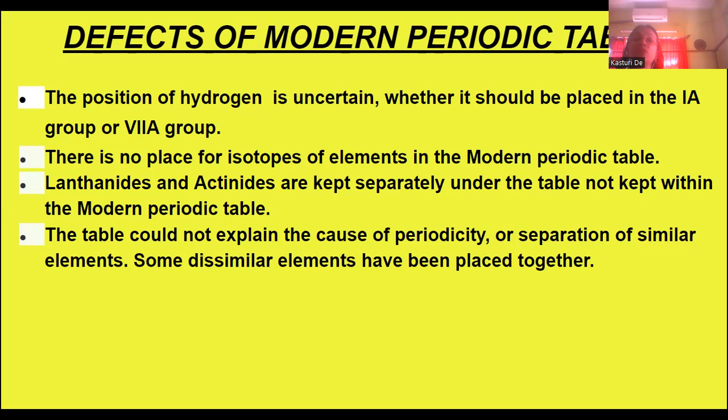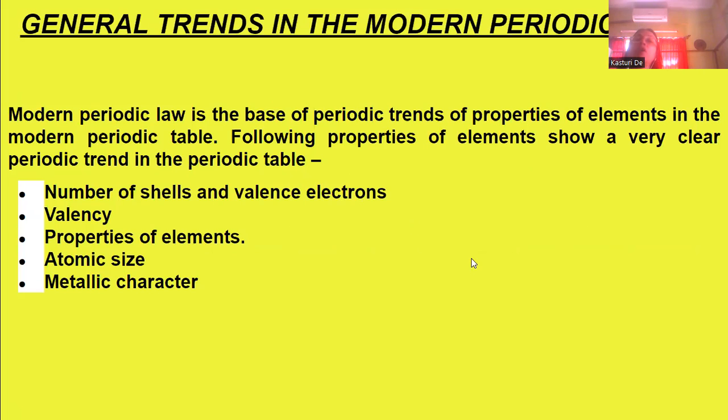Now we are coming to the trends of the periodic table. So the modern periodic law is based on the periodic trends of the properties of the elements in the modern periodic table. The modern periodic table is the base on which the periodic trends of the properties of the elements are present. The modern periodic law explains why there are periodic trends of the properties of the elements.